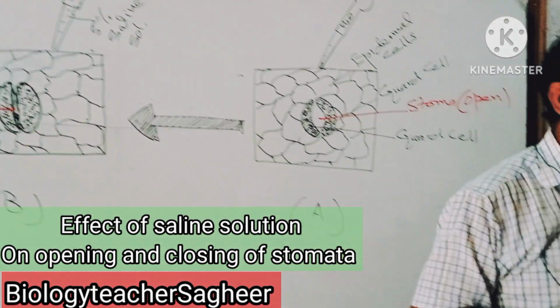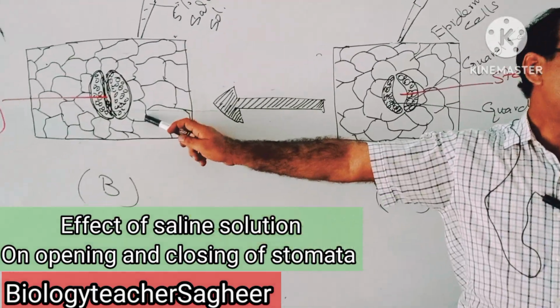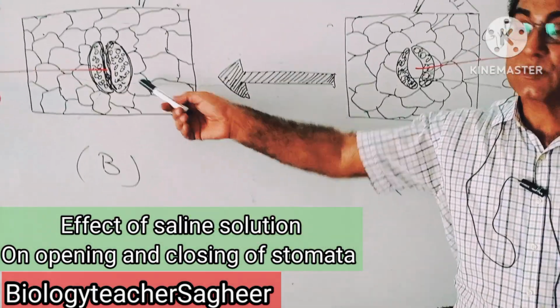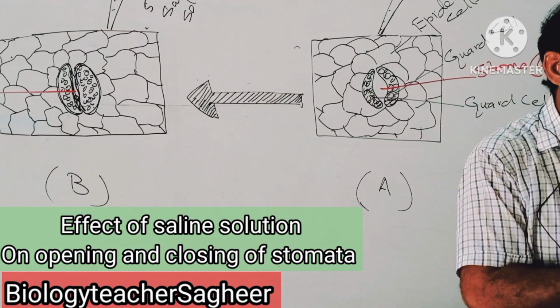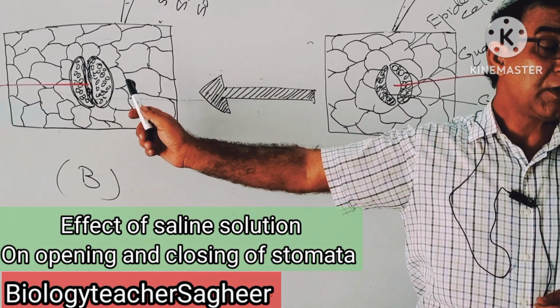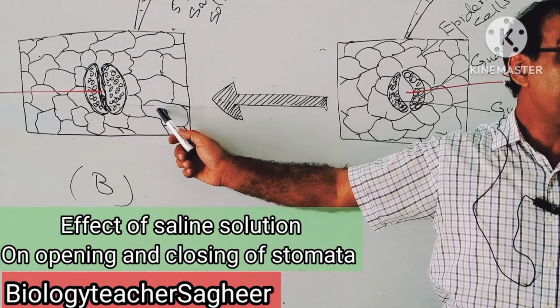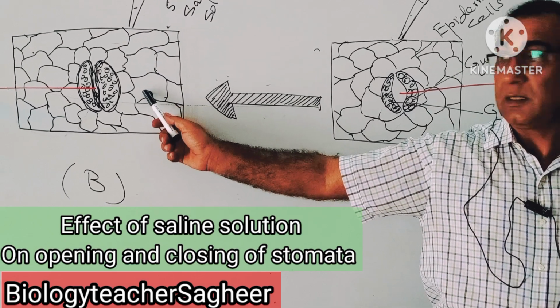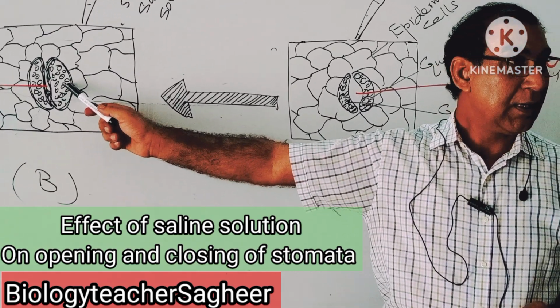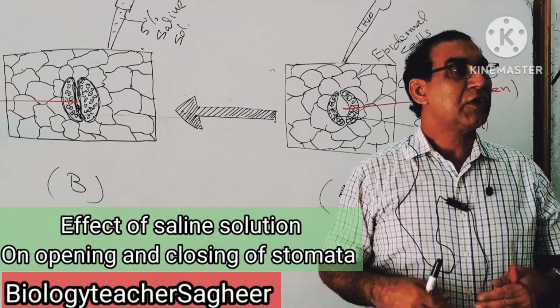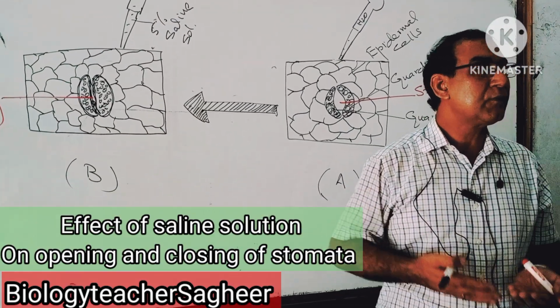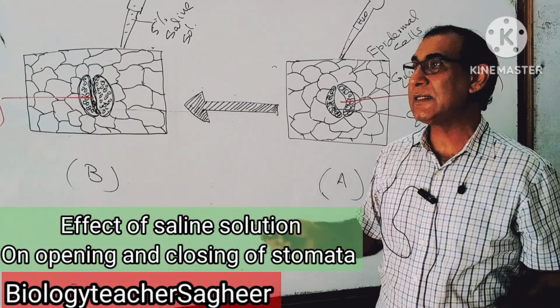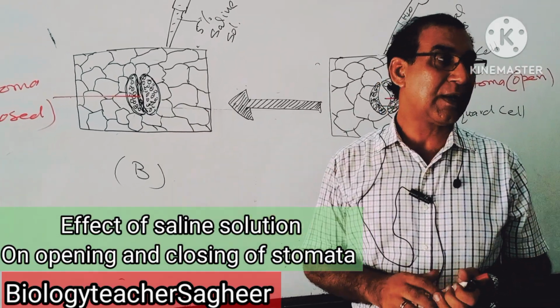Plasmolysis takes place. Plasmolysis is what? Shrinkage of cytoplasm due to loss of water. And shrinkage of cytoplasm means what? Shrinkage of cells. As the shrinkage of these guard cells takes place, what happens?